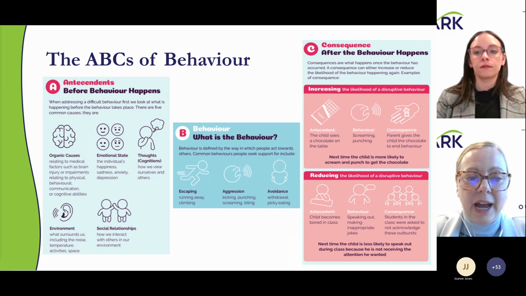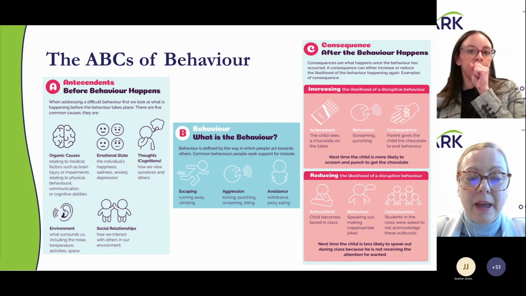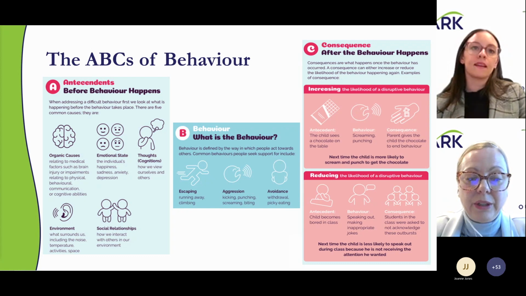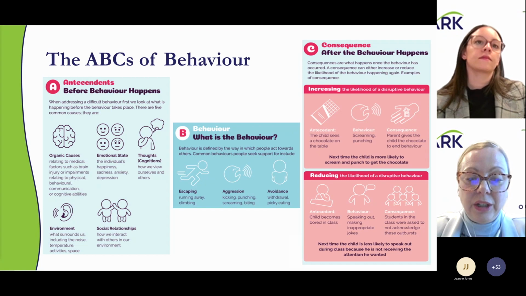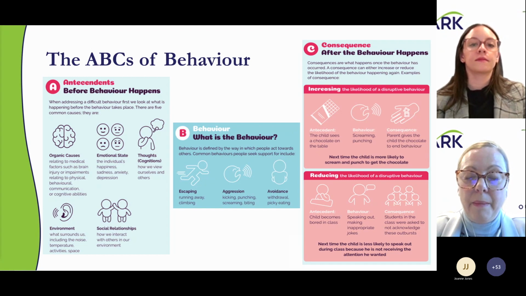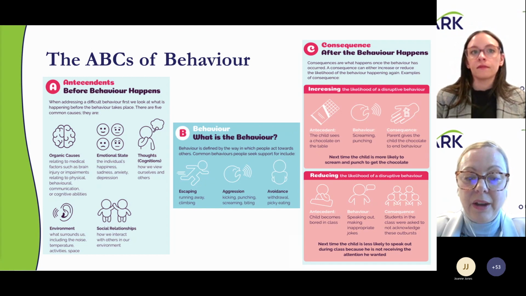The other thing that happens before behavior is their emotional state. So individuals might be feeling a certain way, so happy, sad, anxious, or the other behavior is about thoughts and cognitions. So the way that the youth sees themselves and others might be getting in the way before the specific behavior happens.